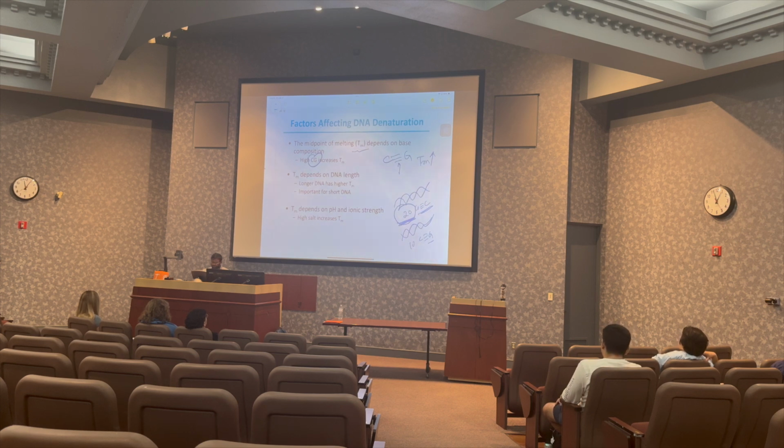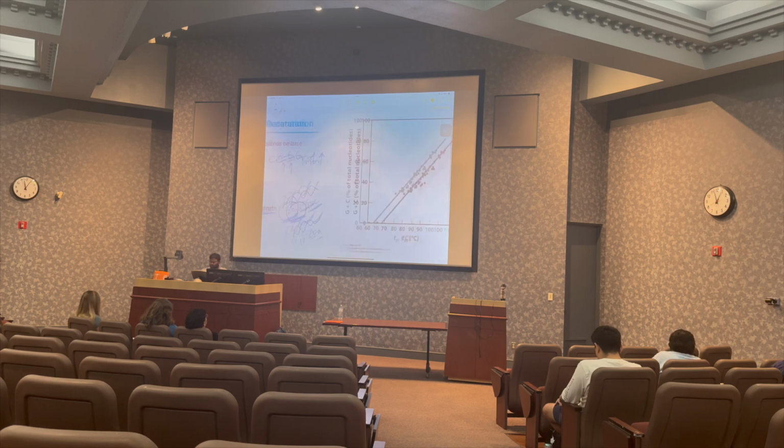Okay, pH, and of course ionic strength. Salt increases the melting point. Why? Because if you have salt, it makes stable electrostatic interactions between them and it makes them stable, and that's why you need more energy to break them apart. Okay, makes sense. This is the GC correlation with melting temperature. If you have more GC content, your melting point will go up. It's a linear increasing relation. Okay, makes sense.